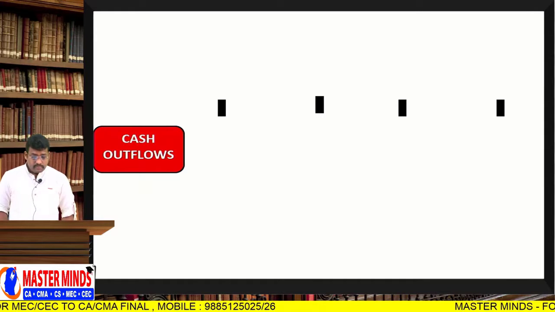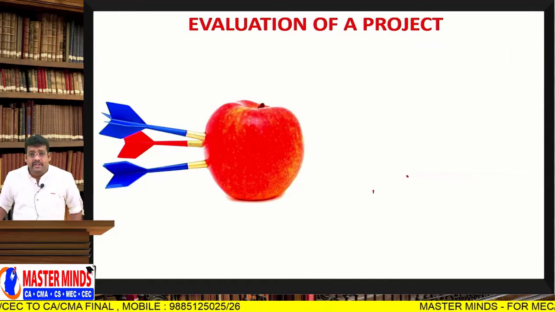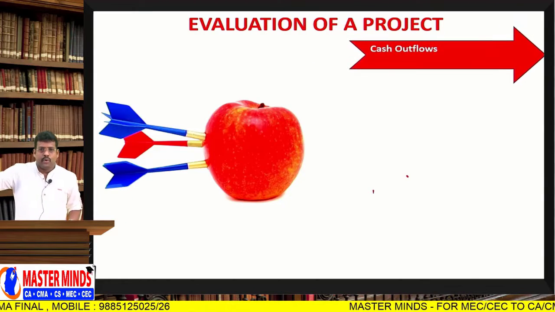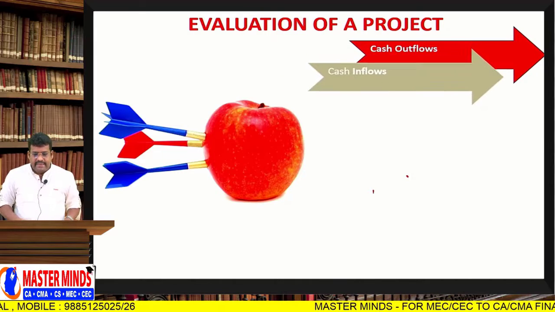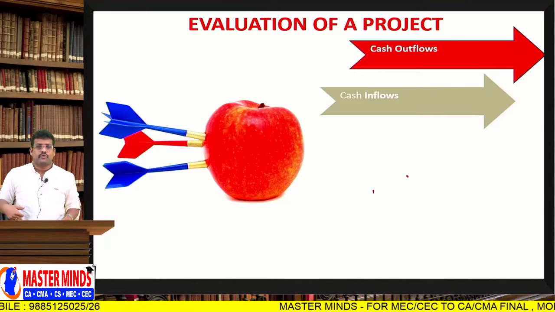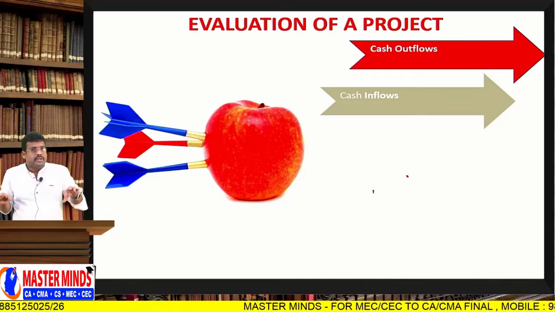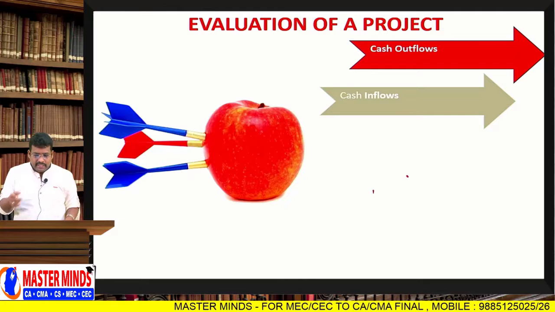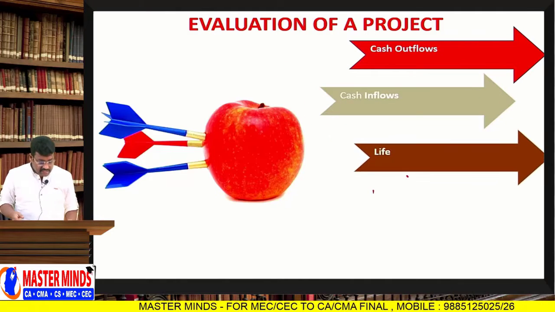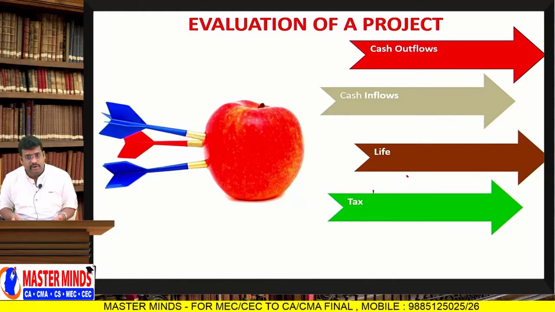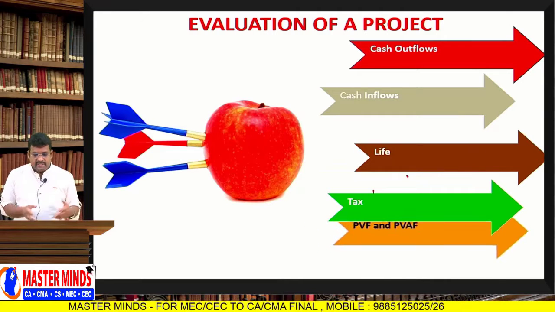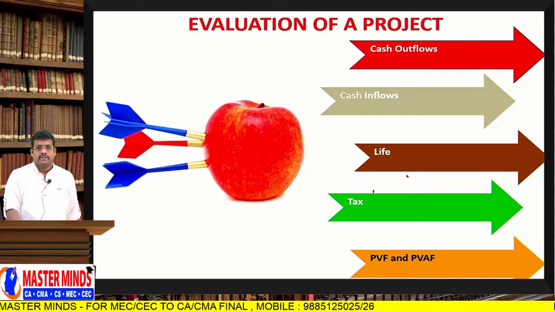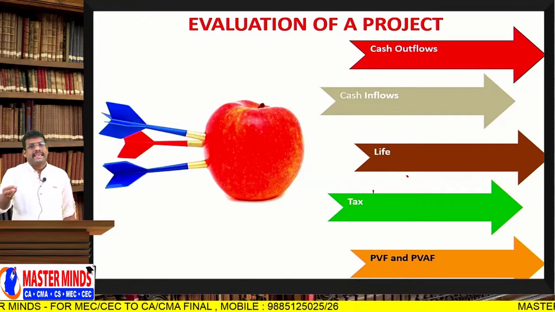I repeat again. To make evaluation of a project, what is needed? Tell me. Number one, what is needed? Cash outflow, that is investment. Number two, what is needed? That is the cash inflows you are supposed to get. Cash inflows are broadly two types: one is operating cash inflow, the other is terminal cash inflow. That I will explain in the next slide, right? Thereafter, what you have to consider? Life. Thereafter, you have to consider tax. You have to pay tax. And finally, you have to consider time value of money. If you have this knowledge or these concepts, you can evaluate a project in an easy manner.